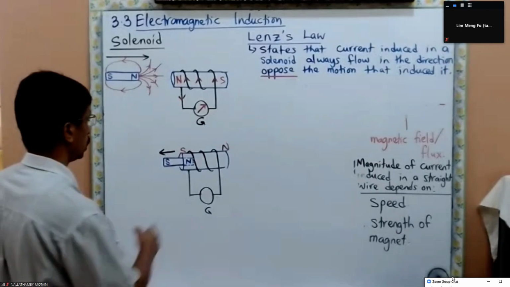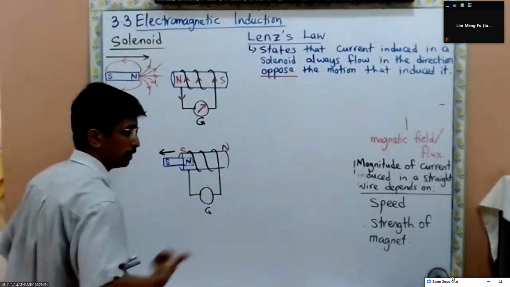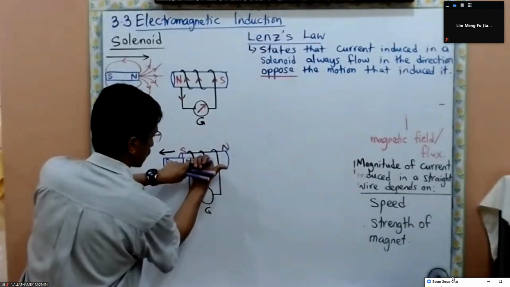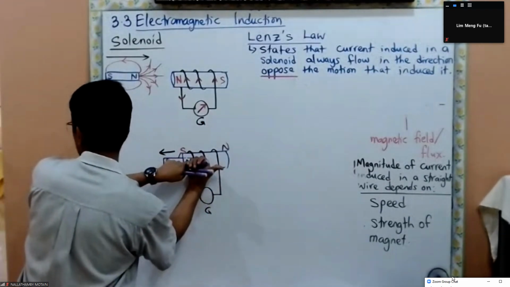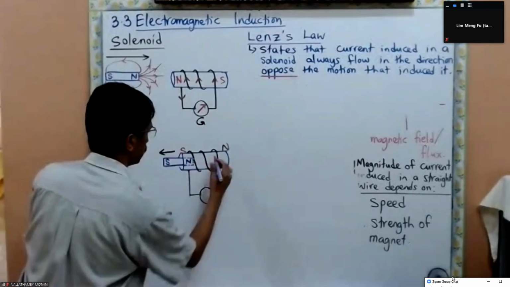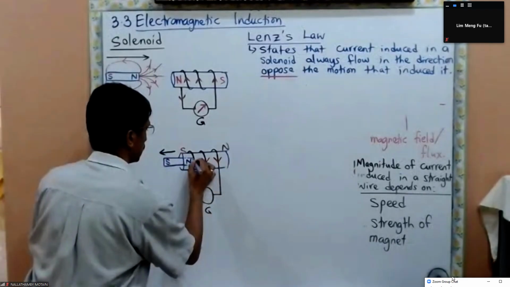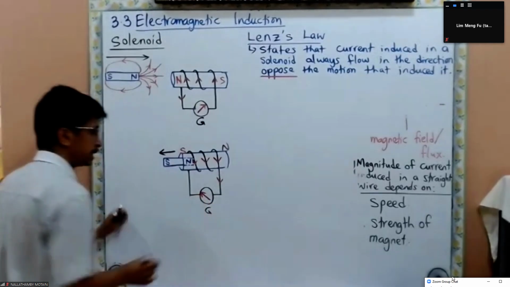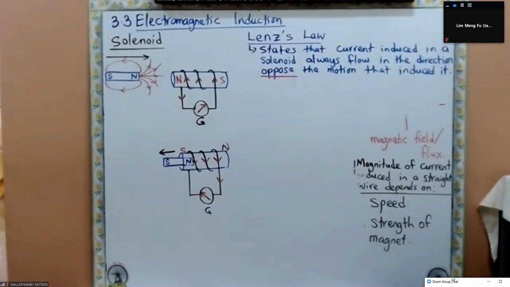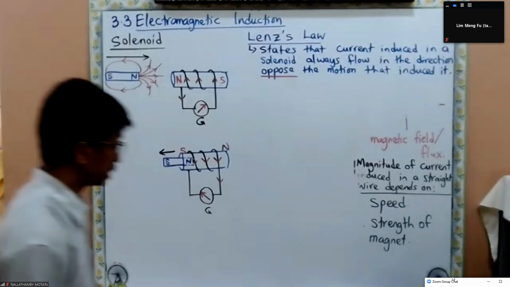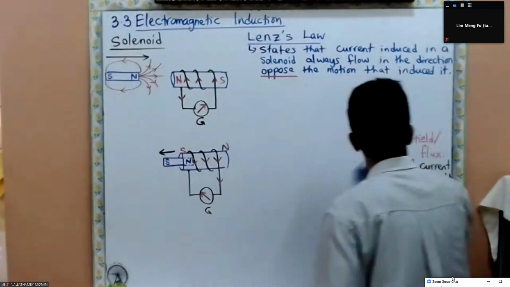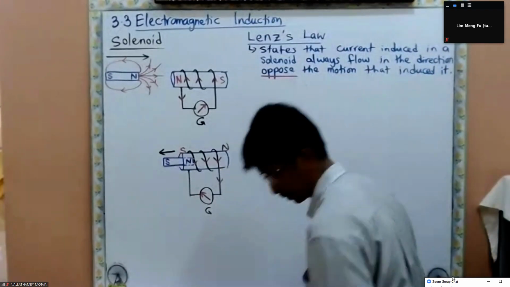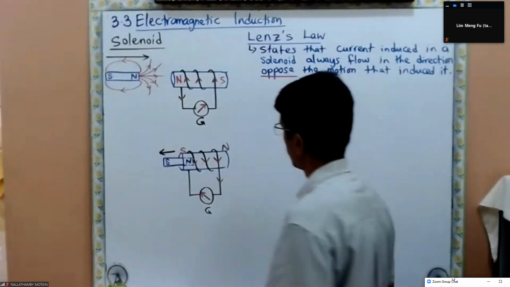So now here is north, over here south. Let's check: north, south, curl the fingers, current in front is downward. So the current is downward, and the pointer of the galvanometer deflects to the left.